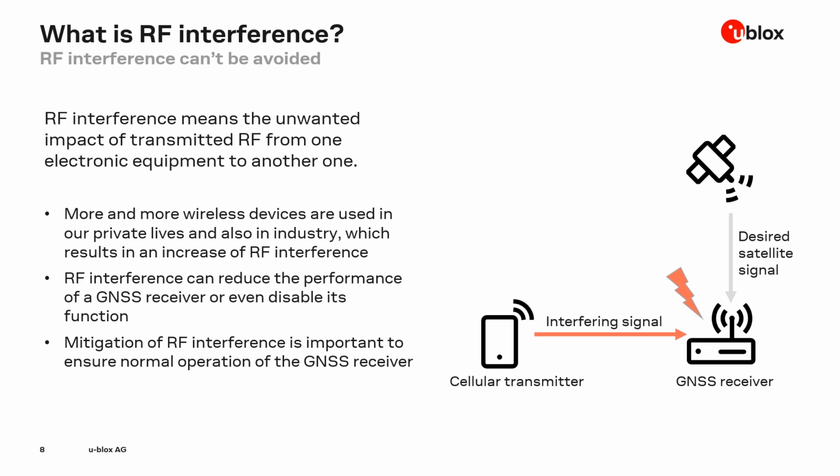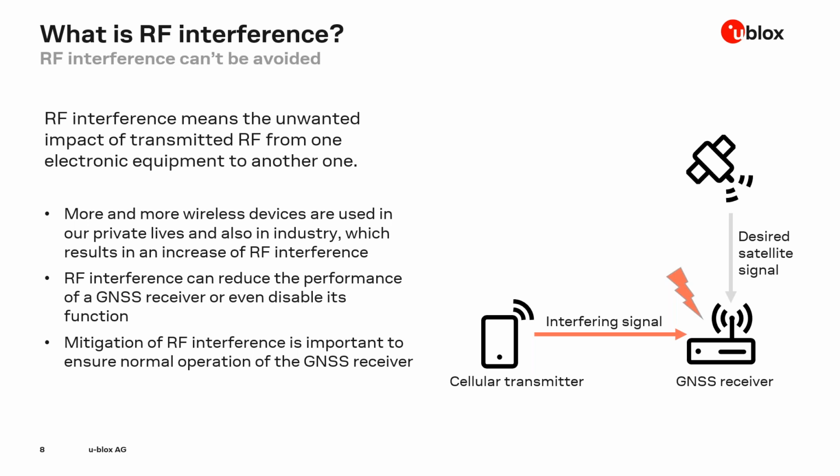And as we all know, there are more and more wireless devices in the field, not only in private life, but also in the industry. And if we talk about 5G, there's even the plan to have more devices there. And this results basically in an increase of this topic of RF interference. As mentioned already on the last slide, this can have a bad impact on the GNSS receiver.